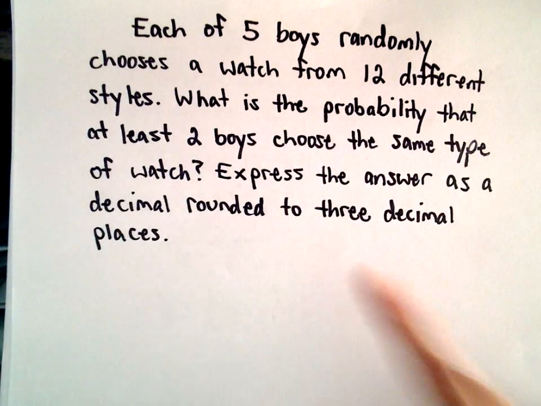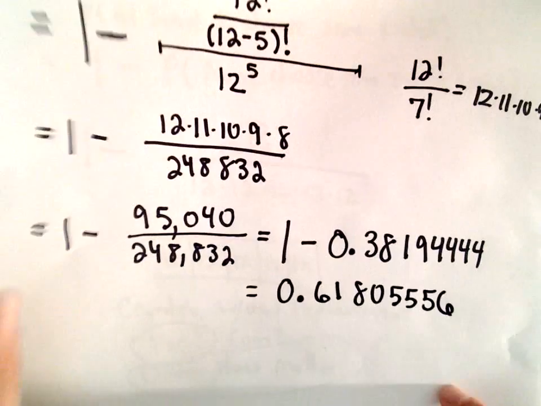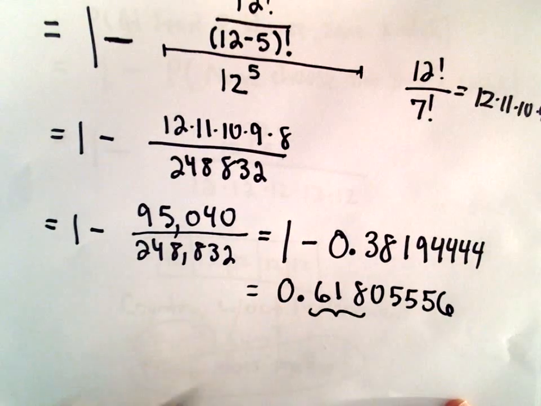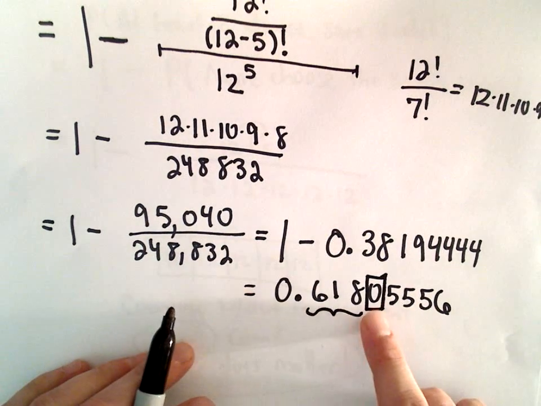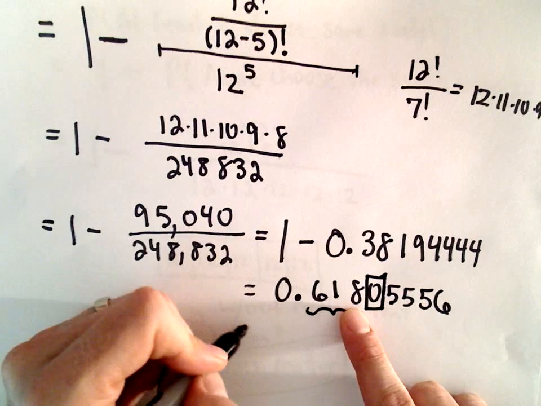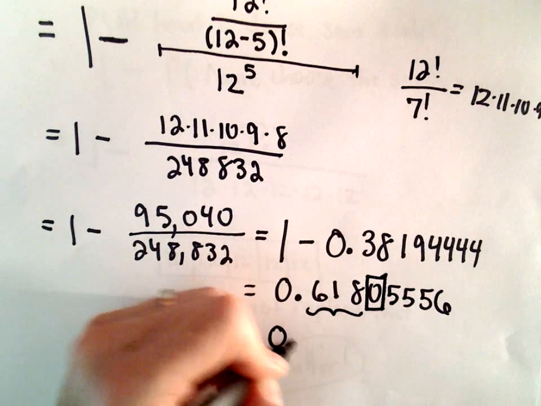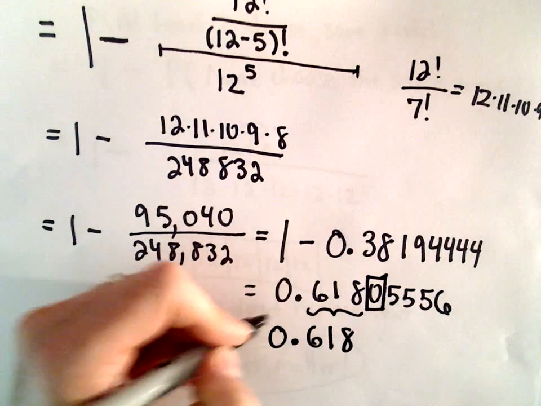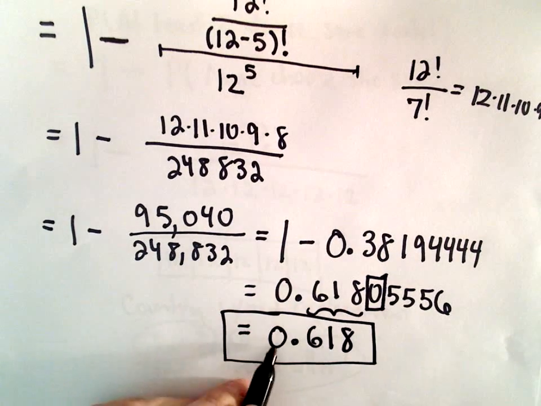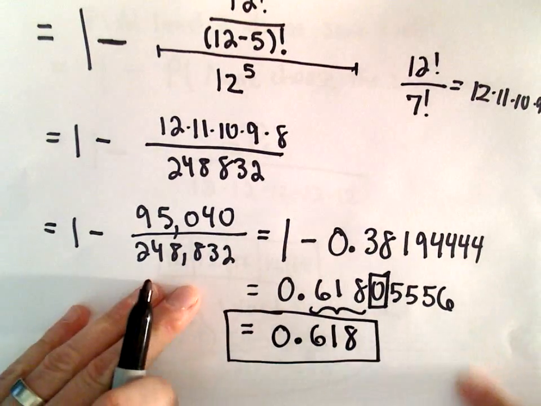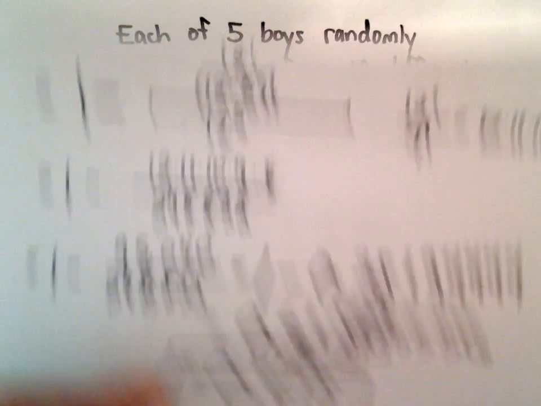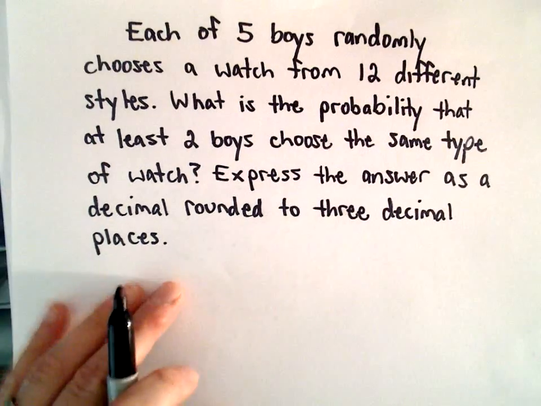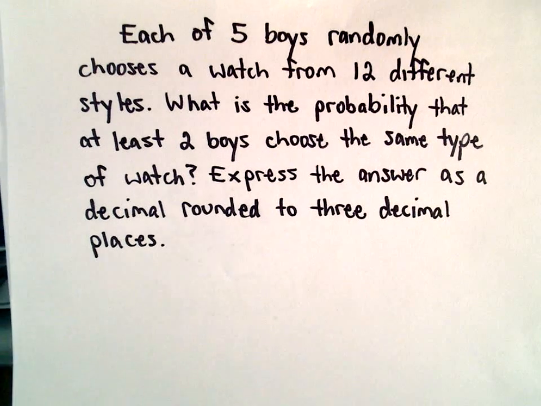How many places did we want to round to? We wanted to round to 3 decimal places. If I look at the next digit, since that's less than 5, we leave the 8 alone. So the probability will be 0.618 that at least 2 boys choose the same type of watch.